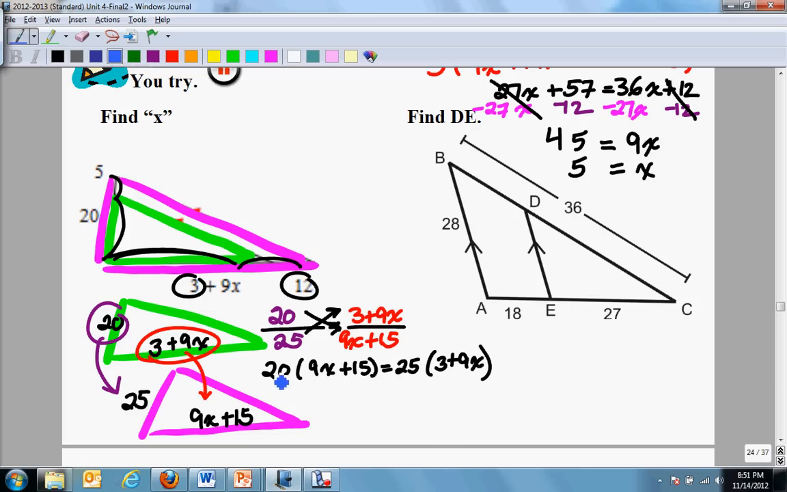and in this case, because I know both 20 and 25 can be divided by 5, I'm going to divide everything by 5. That becomes 5. That becomes 4. Now I'm going to distribute the 4. I'm going to distribute the 3, I mean the 5 to the 3. Next line reads, this is 36x plus 60 equals 15 plus 45x.